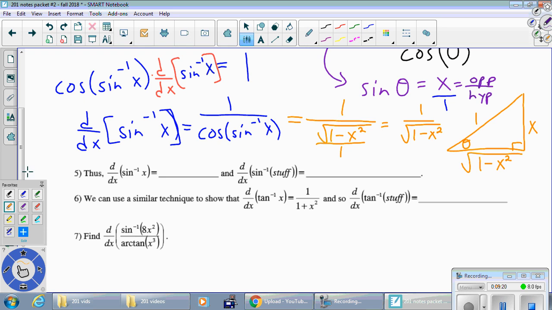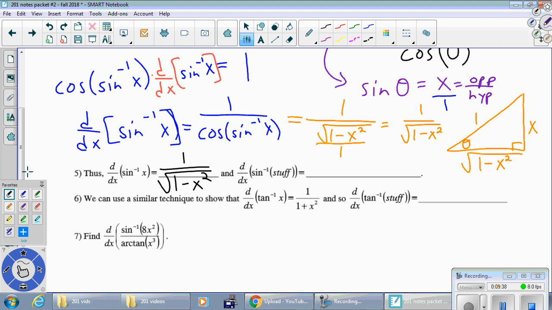And that is the version of the derivative of inverse sine of x that is much more common. And that's going to be the only one that we use. So number 5, derivative of inverse sine of x is 1 over square root of 1 minus x squared, which we can then apply the chain rule to.